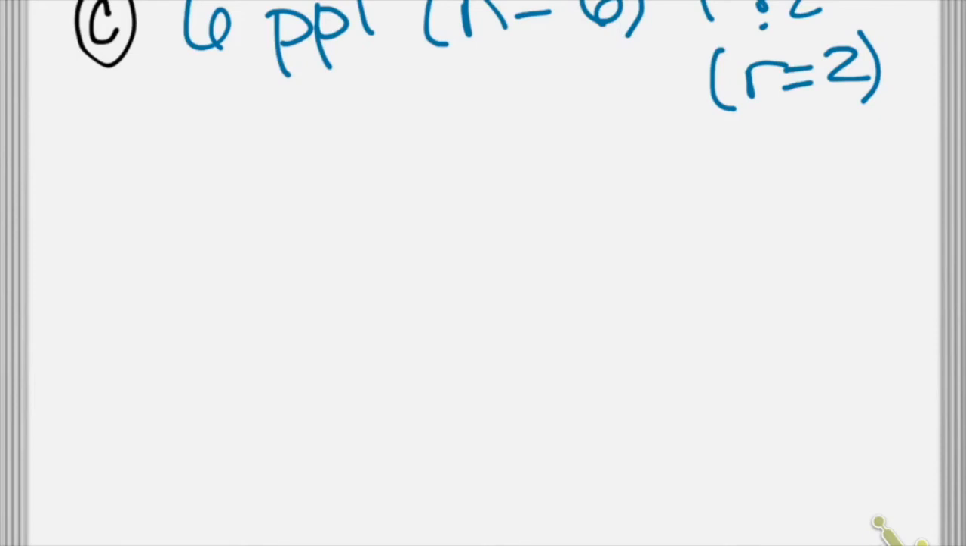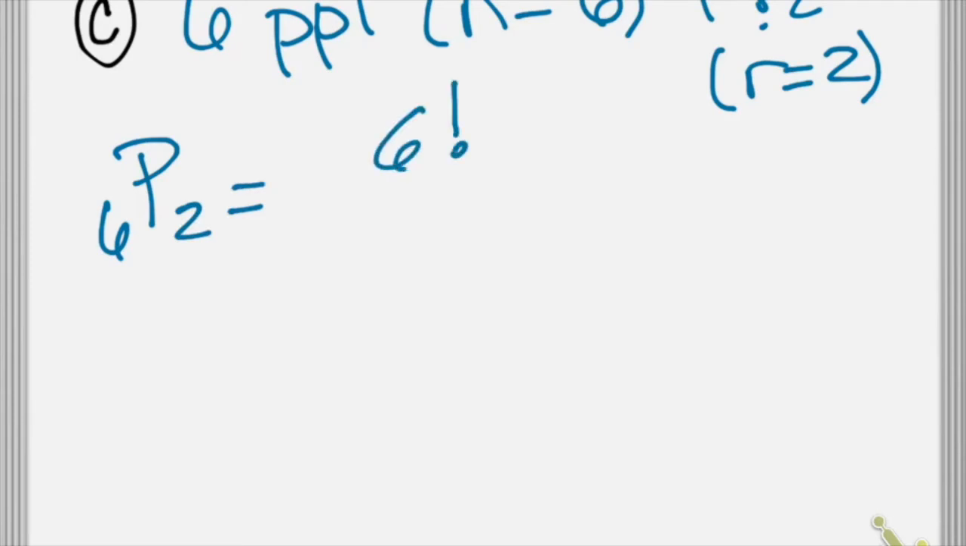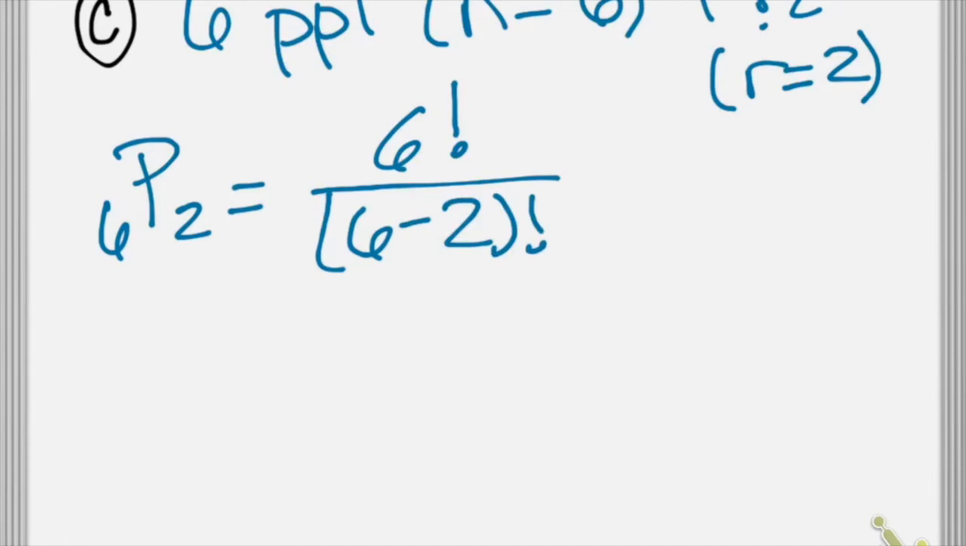Again, I'm going to use the permutation formula because order matters. Saying John was in first and Sue is in second is different from saying Sue is in first and John is in second. So permutation formula at work. Again, my N is 6, my R is 2. So 6 factorial divided by 6 minus 2 factorial is 6 factorial divided by 4 factorial.